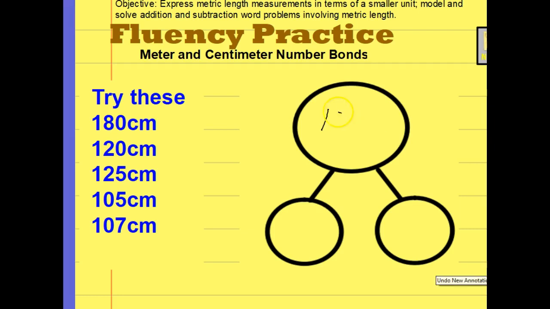Alright, then we have 125. So that's 1 meter, 25 centimeters. We have 105. Okay, so that's going to be 1 meter and 5 centimeters. 107 centimeters.